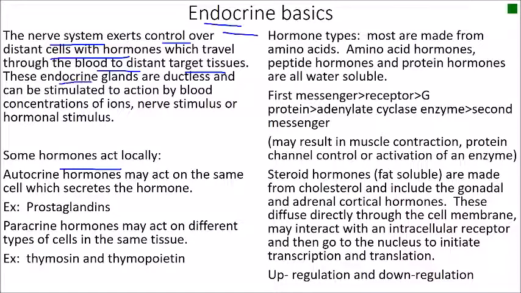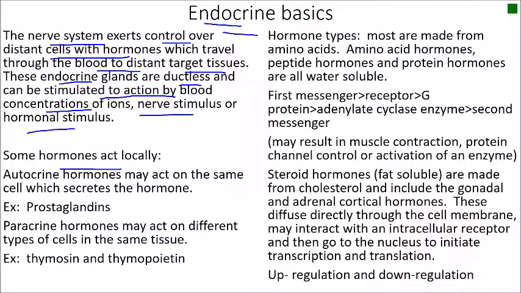Endocrine glands are ductless. Exocrine glands have a duct, by the way. Endocrine glands may be stimulated by blood concentrations of ions, like the parathyroid gland. Endocrine glands may be stimulated by a nerve signal. If you or I are wigging out about something, freaking out, then the adrenal medulla can release emergency hormones, fight or flight.